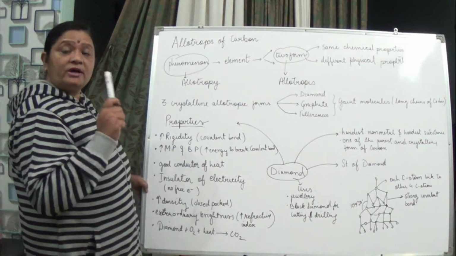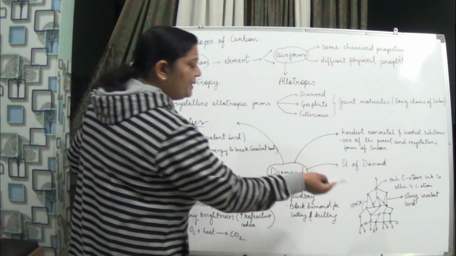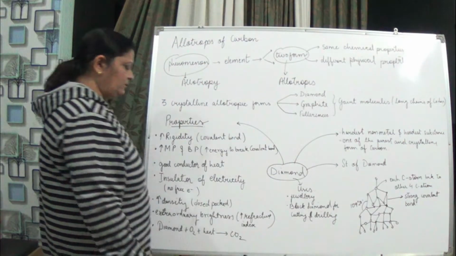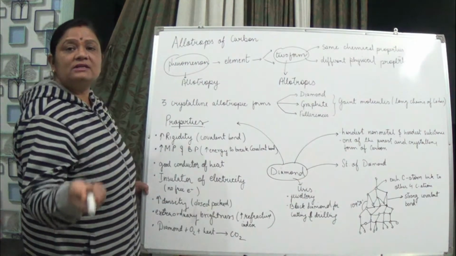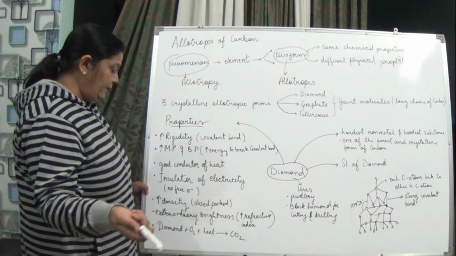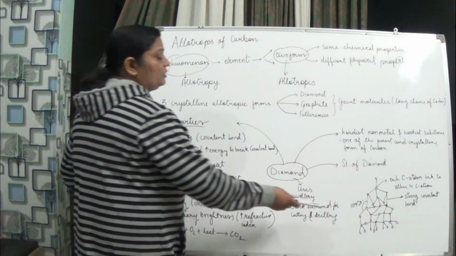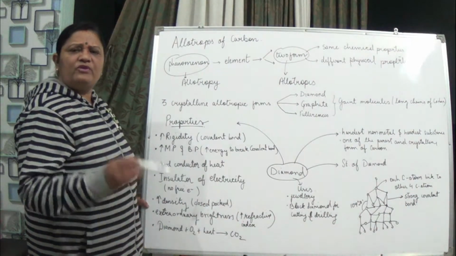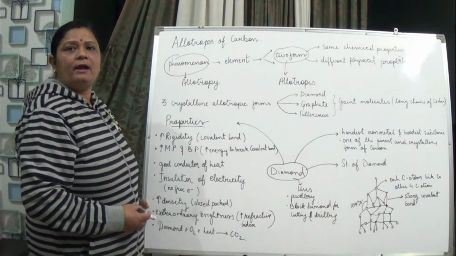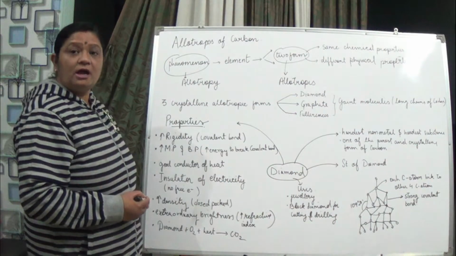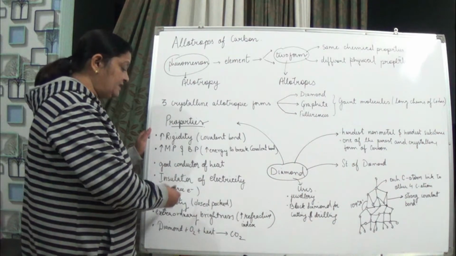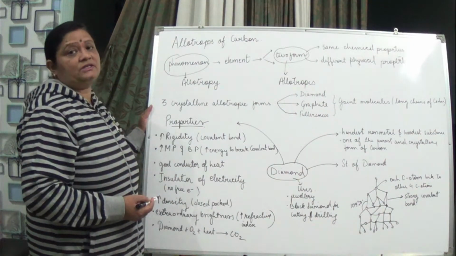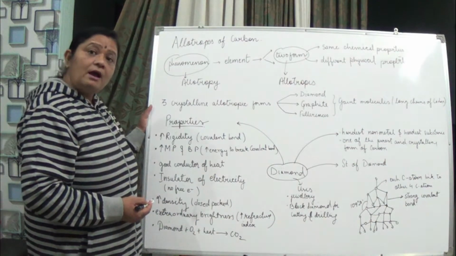Now, talking about the density: it is compact in nature, a close packed structure, so the density also becomes high. Now, when we talk about diamond, it is very lustrous, very shiny in nature. Why? It is so lustrous because the refractive index of diamond is very high.